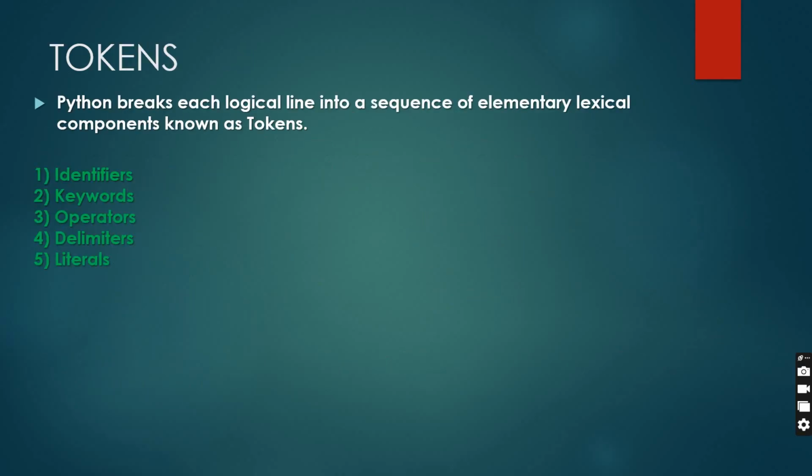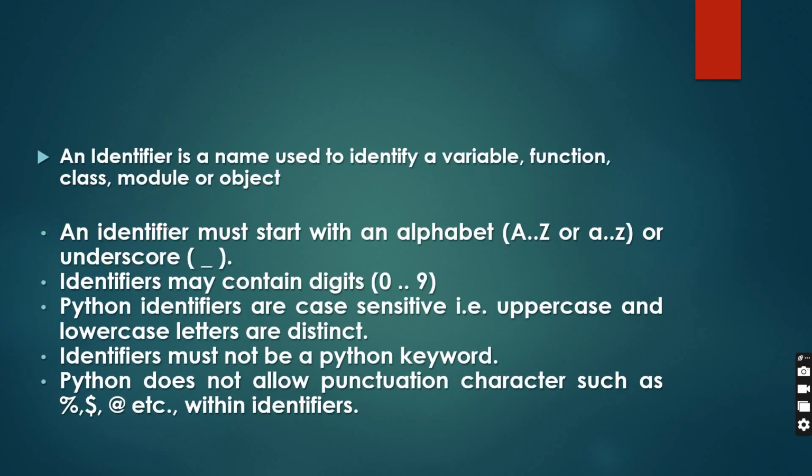So what are the different types of tokens here? We have identifiers, keywords, operators, delimiters, as well as literals. Right now we'll discuss some of these things. The operators have been discussed in the previous video. An identifier is a name used to identify a variable, function, class, module, as well as an object. Whatever name is used to identify the variable, function, class, module, or object is called an identifier.